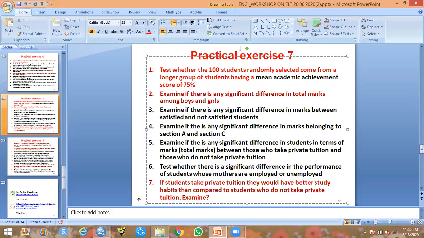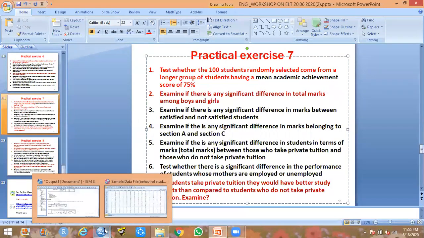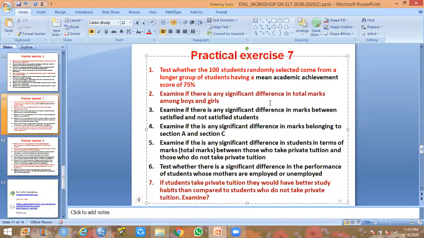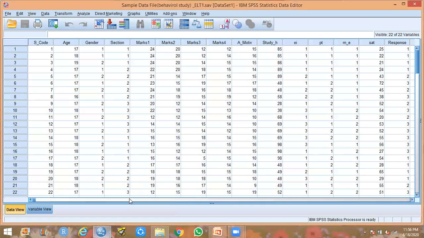Then you go back. Here you can have two samples. Boys you can treat as one group and girls as another group. Now you have two different groups. Our interest is to test the significant difference between the total marks of boys and girls. Now I am going back. This is my data file, data editor. Now go to analyze.